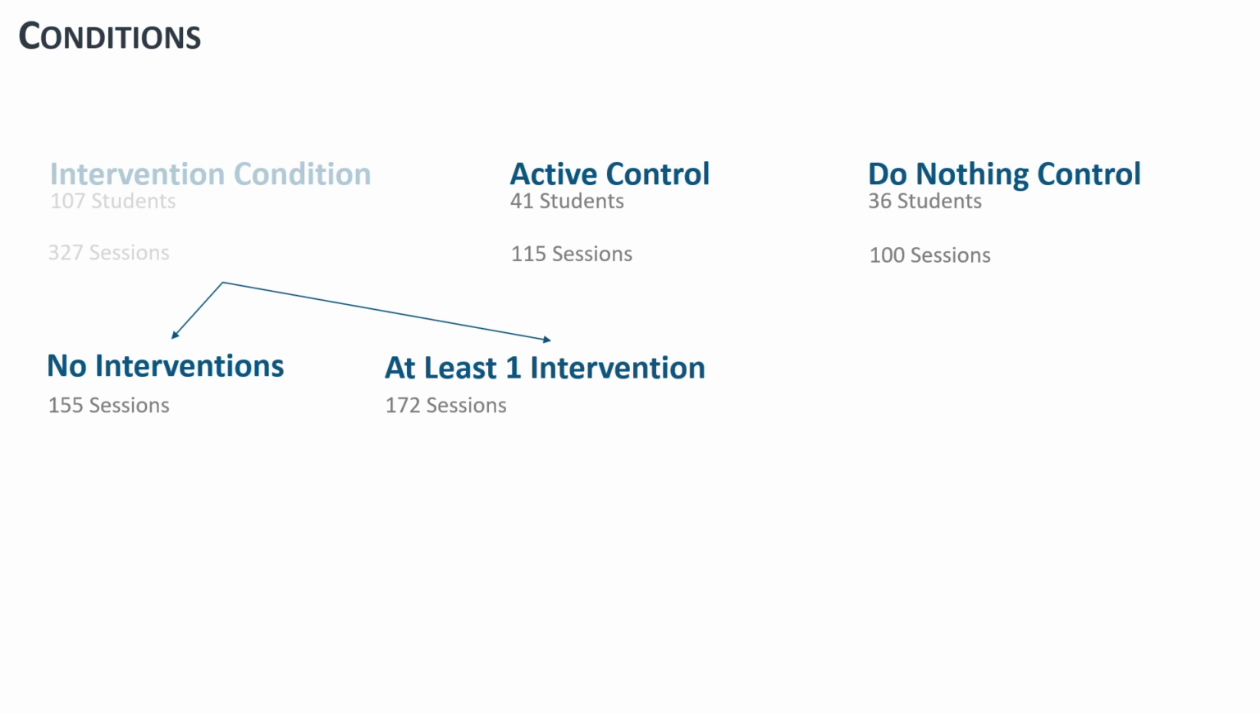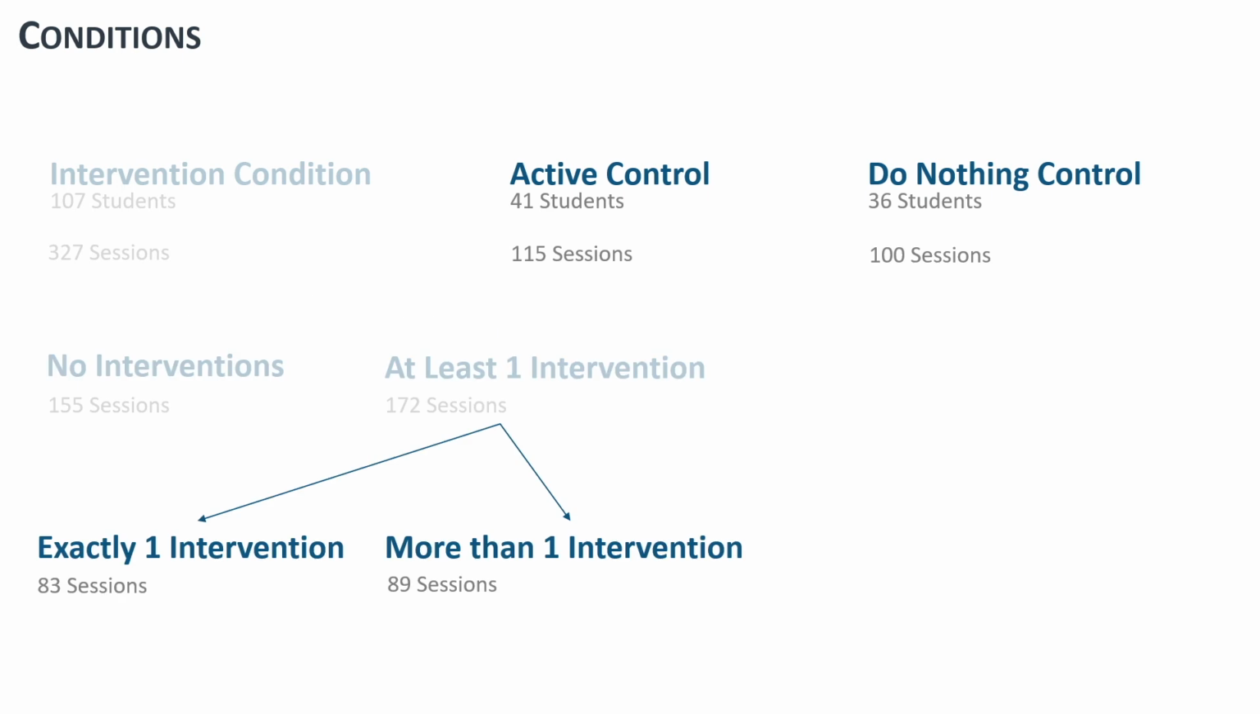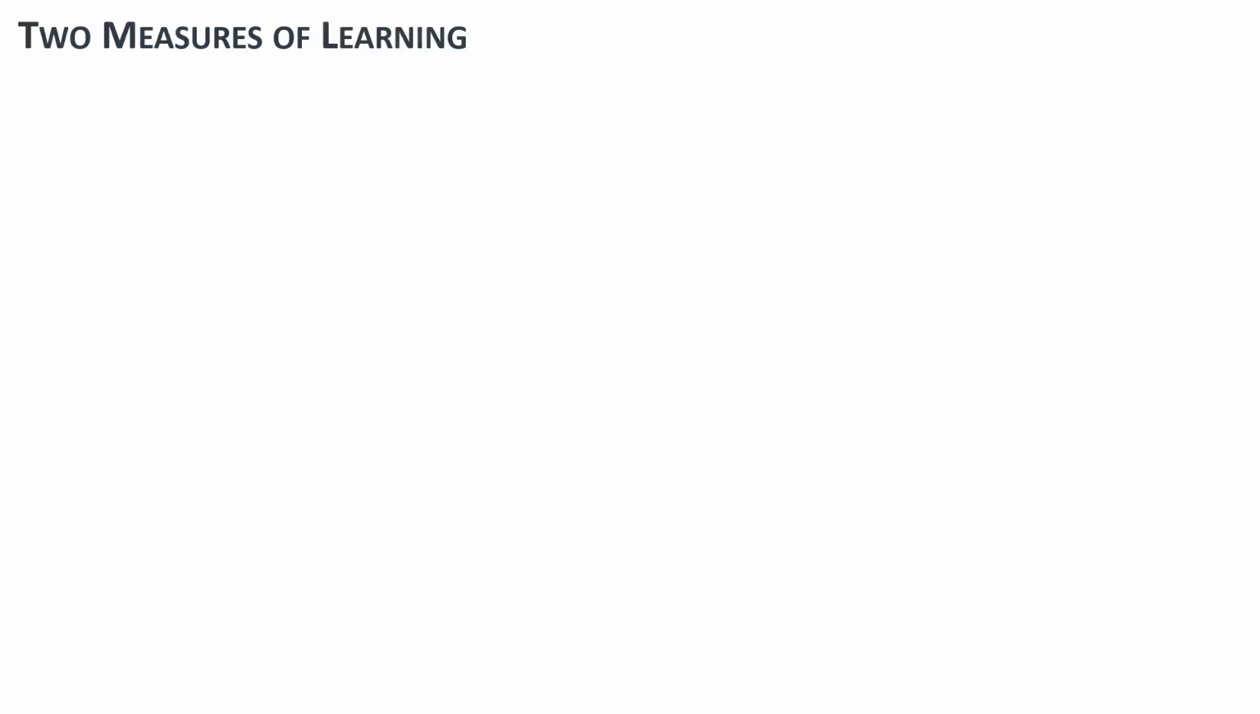Of sessions in our intervention condition, 155 had no interventions at all. So we separated those out as an intent to treat, leaving 172 sessions with at least one intervention. We then further split this into students with exactly one intervention and students with more than one intervention. We had 2 measures of learning in this work, a post-test and a delay test. The post-test was completed immediately after the Guru session. The delay test was completed 1 week later.